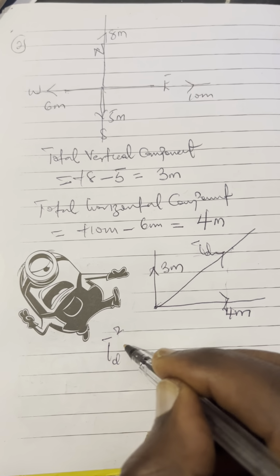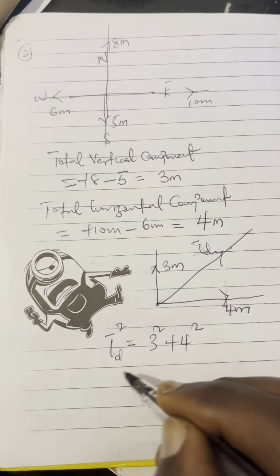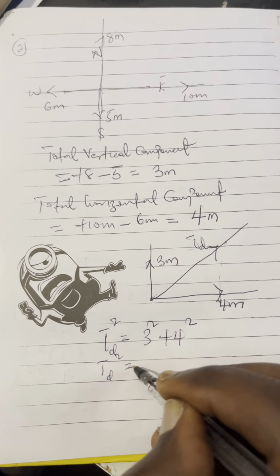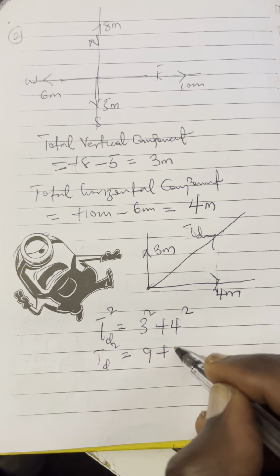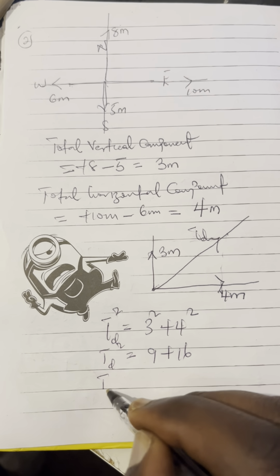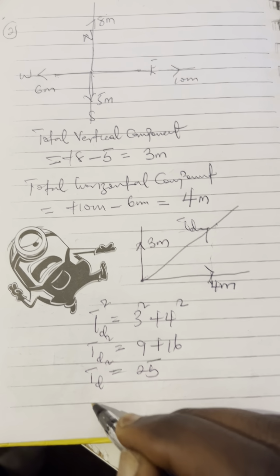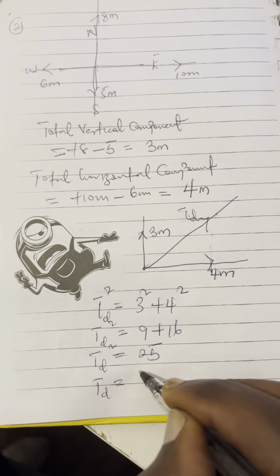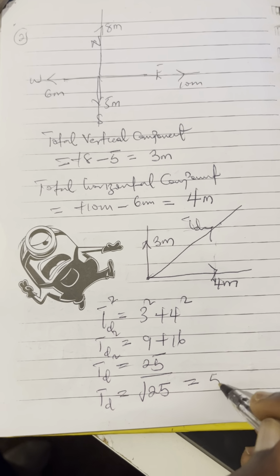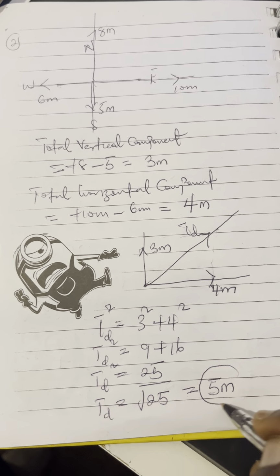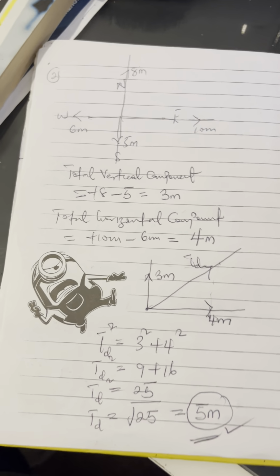TD square equals 3 square plus 4 square. So TD square is equal to 9, 3 times 3, plus 4 times 4, that is 16. So we have TD square equals 25. Therefore, TD will be equal to the square root of 25, and that gives us 5 meter. So this is the total displacement, 5 meter.